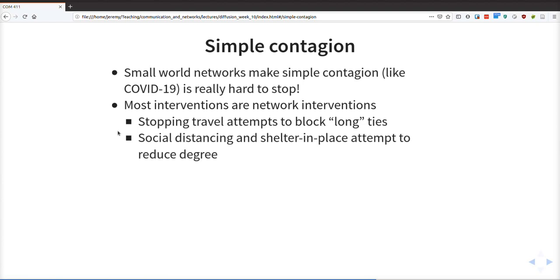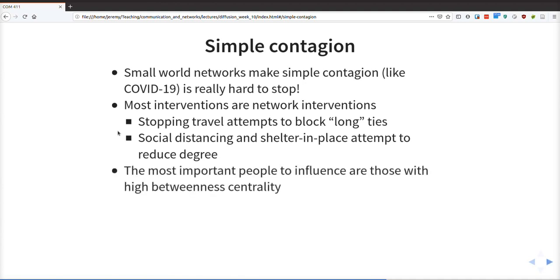Second, things like social distancing and sheltering in place are attempts to reduce the degree distribution. This can help both with within-cluster and between-cluster transmission. So we're just trying to get rid of edges, if you think of it as a network. We're trying to get rid of as many edges as we can so that it slows down how quickly the virus moves through the network.